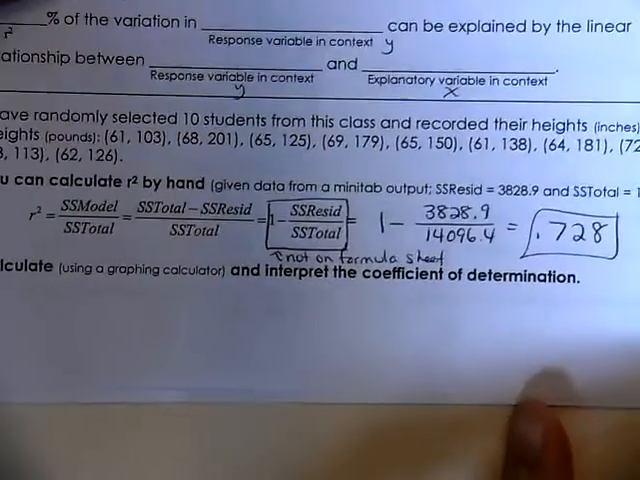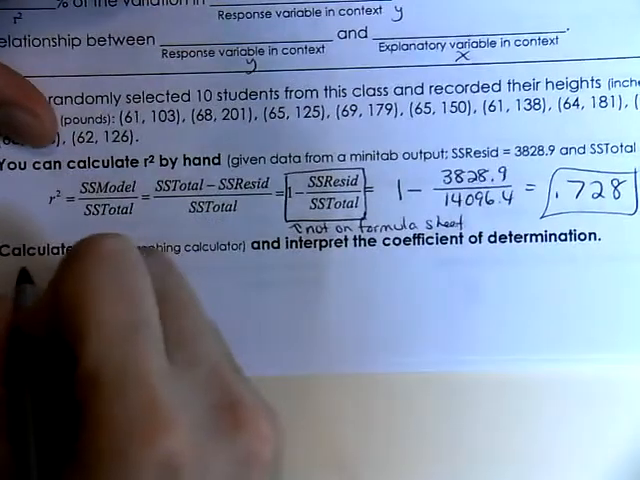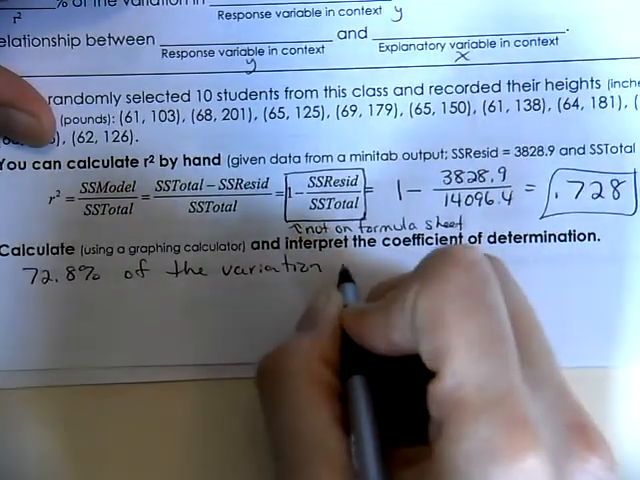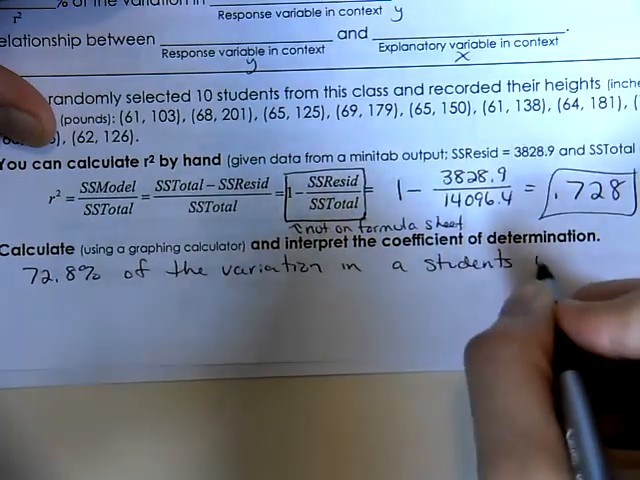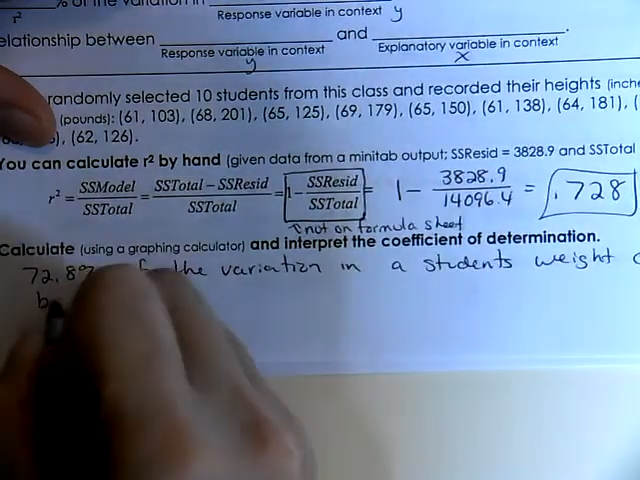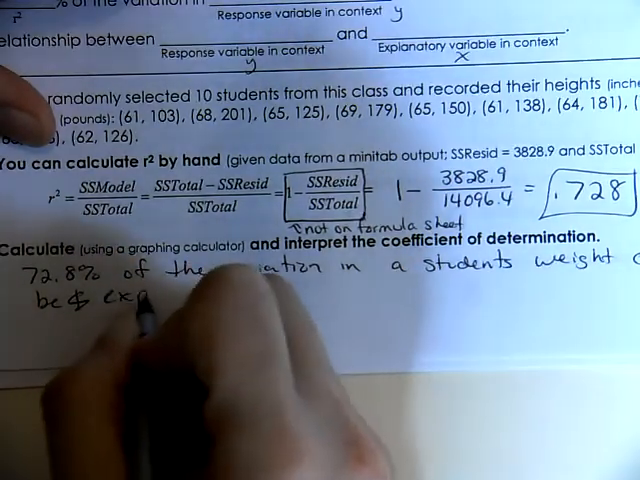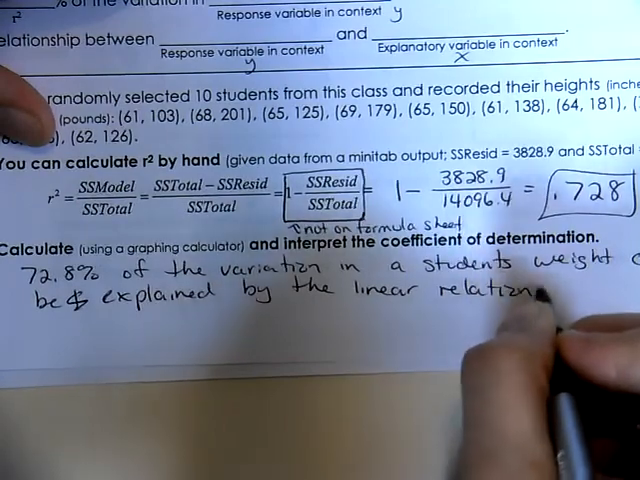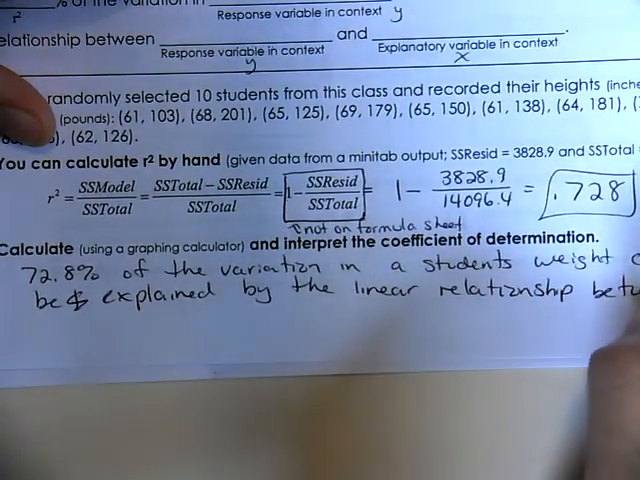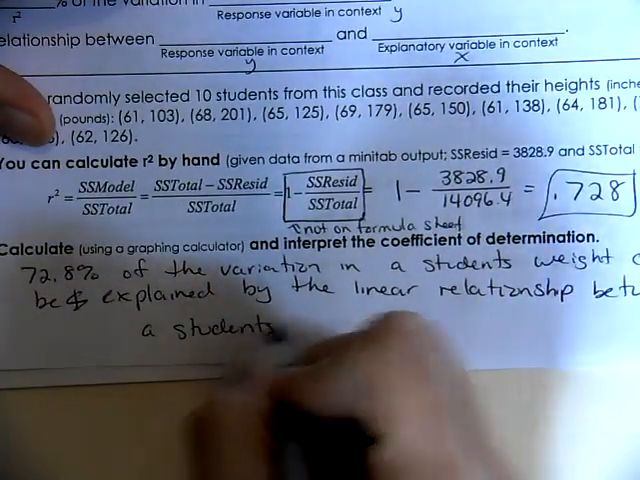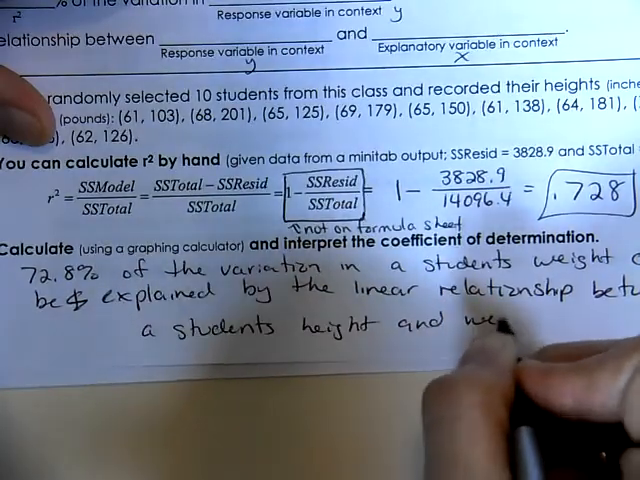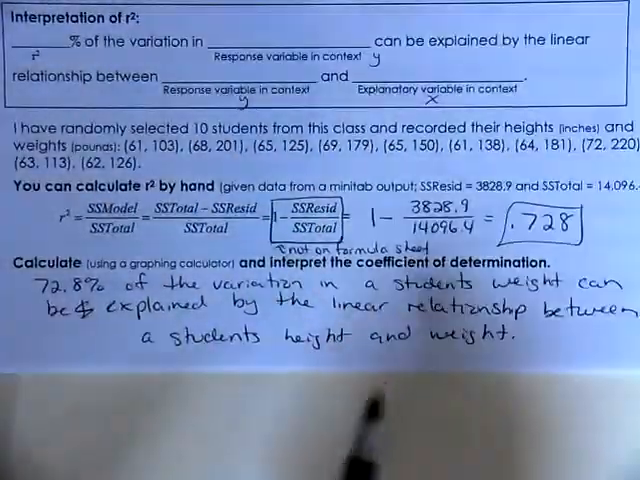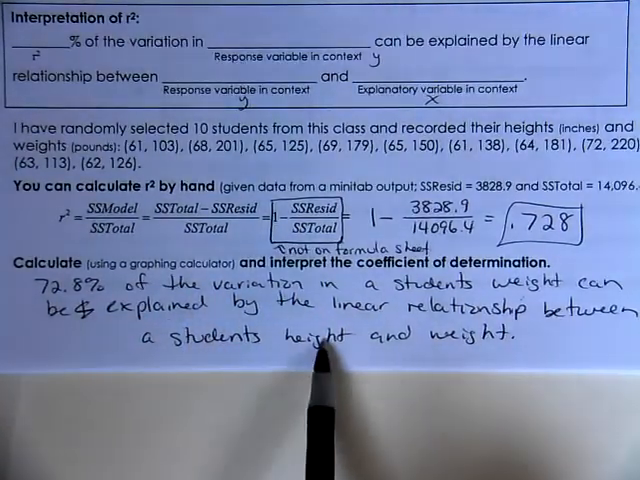So calculate and interpret the coefficient of determination. So here's our interpretation. 72.8% of the variation in a student's weight can be explained by the linear relationship between a student's height and weight. You can really interchange X and Y there. So 72.8% of the variation in a student's weight can be explained by the linear relationship between height and weight.